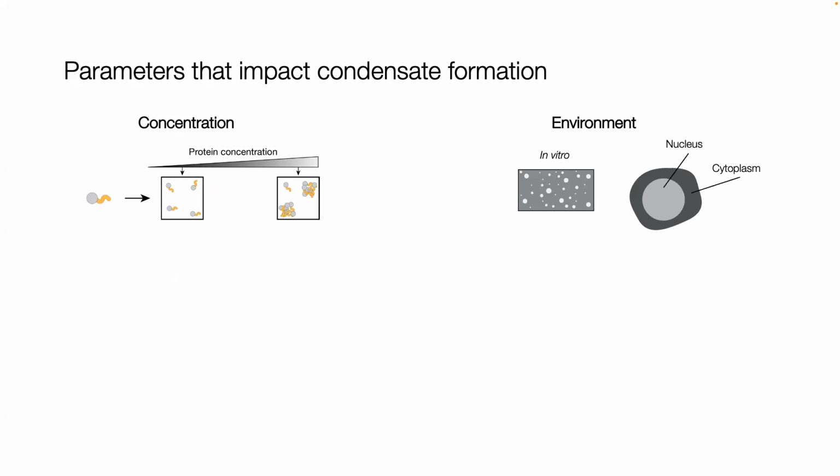Additionally, the environment that you're in can have a huge impact on whether or not you're forming condensates. That means whether you're performing experiments in vitro in a test tube or in a cell, and even within a cell, if you're looking in the nucleus versus in the cytoplasm, these can have very different impacts on whether a sequence will form condensates or not.